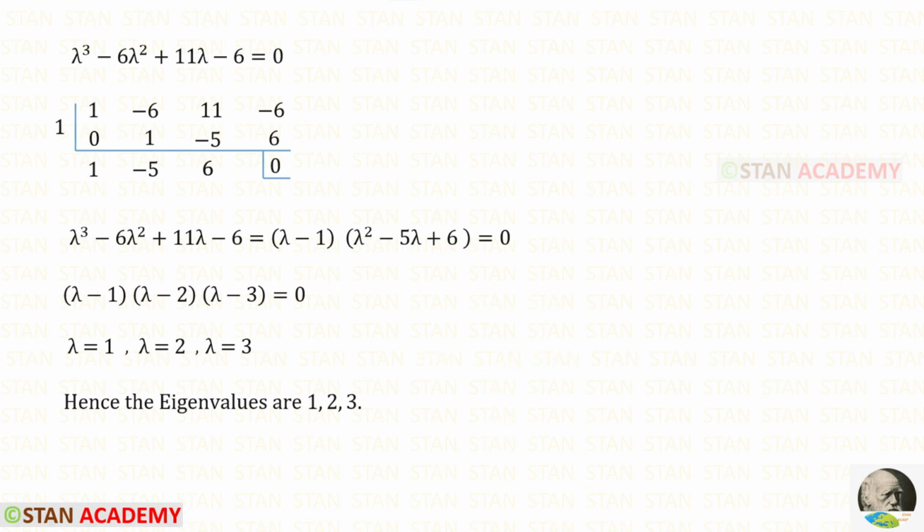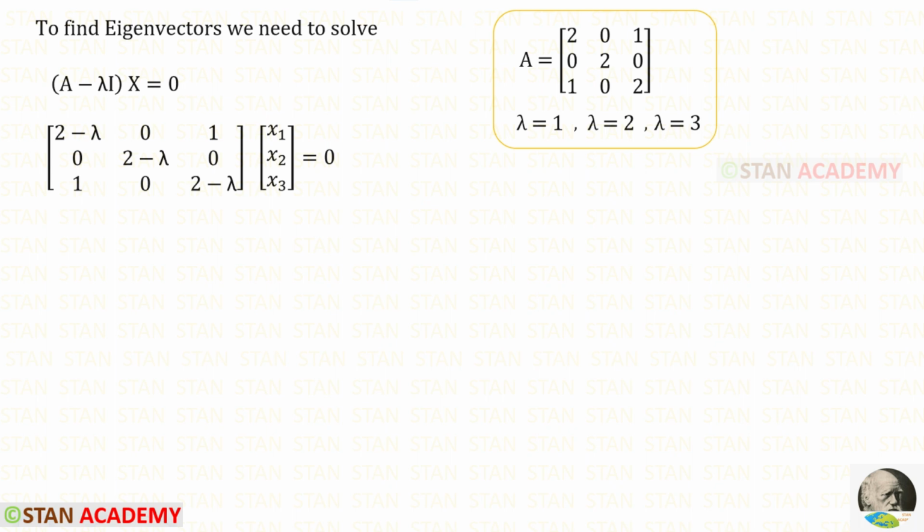In this way, we can write this equation as (lambda minus 1)(lambda minus 2)(lambda minus 3). So for lambda, we will get 1, 2 and 3. So the eigenvalues are 1, 2 and 3. We have found the eigenvalues.